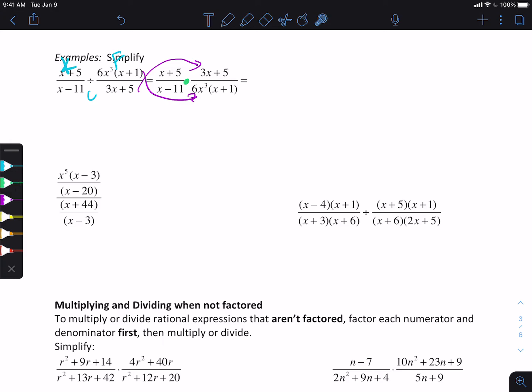I'm going to look for common factors on top and bottom. Nothing has a common factor on top and bottom, so now I'm going to multiply straight across. So we do x plus 5 times 3x plus 5, and x minus 11 times x plus 1, and then since the 6x cubed is a monomial, I'm going to put it out in front. You can really put it anywhere, it just looks really weird if you don't put it out in front because it's conventional to have it in front. Okay? So this is my final answer.